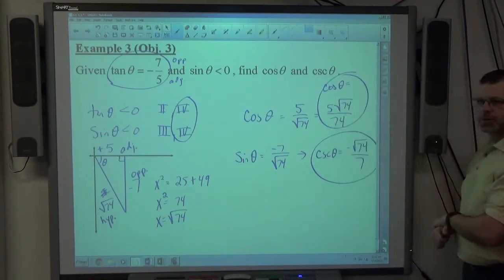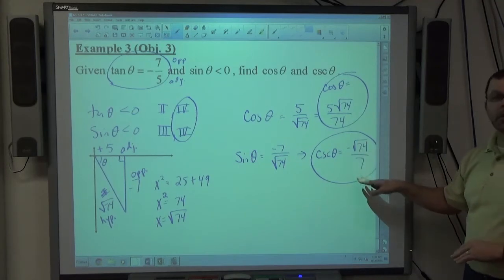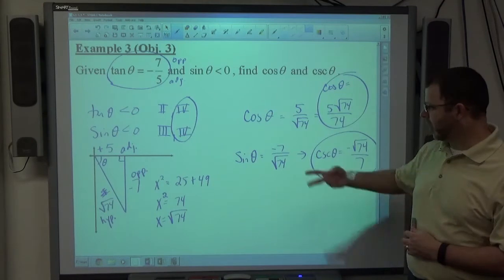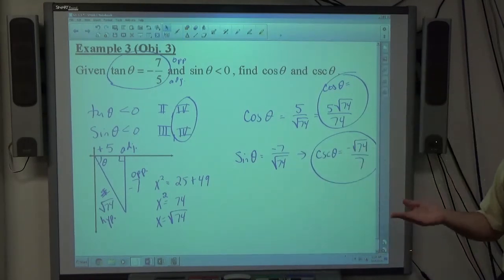Cosine theta equals 5 square root of 74 over 74. Cosecant equals negative square root of 74 over 7. Square root of 74 over negative 7 is also correct. I like my minuses on the top, so I put it there. So when you reciprocate, the sign stays the same. If you want to put square root of 74 over negative 7, you're not wrong.